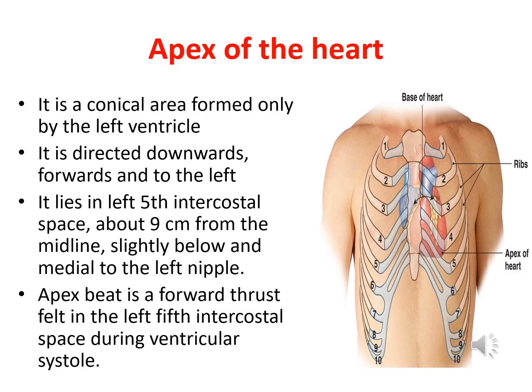First is the apex of the heart. It is a conical area formed only by the left ventricle. It is directed downwards, forwards and to the left. It lies in the left fifth intercostal space, about 9 cm from the midline, slightly below and medial to the left nipple. Apex beat is a forward thrust felt in the left fifth intercostal space during ventricular systole. Please see the picture. The apex is denoted.